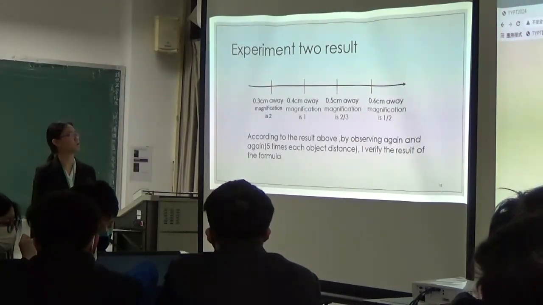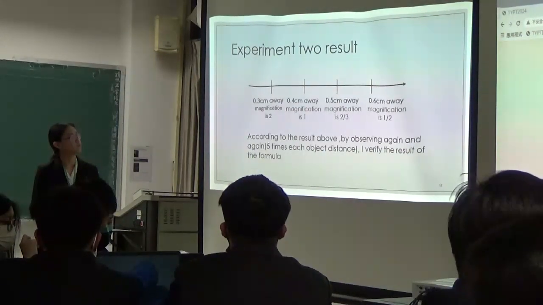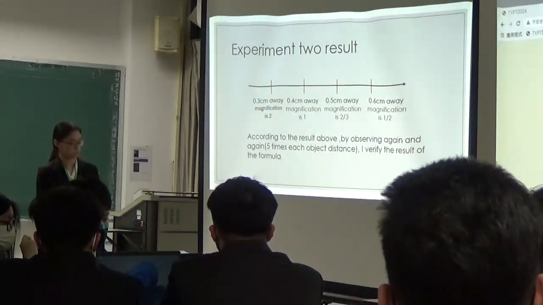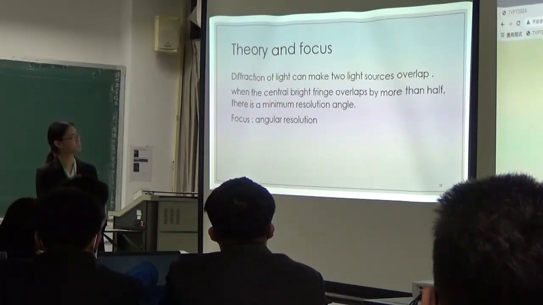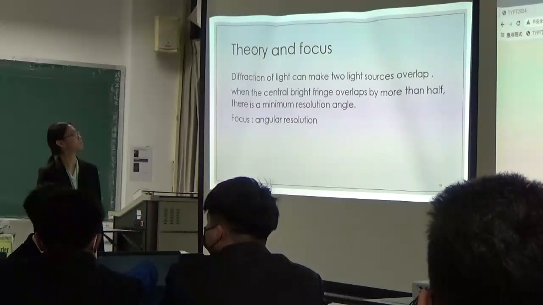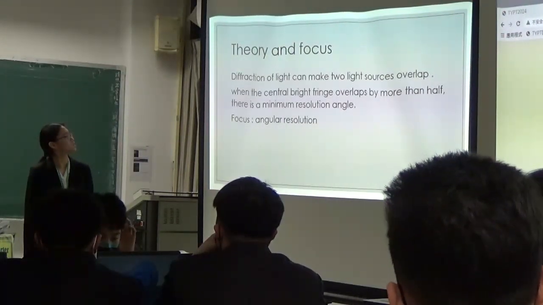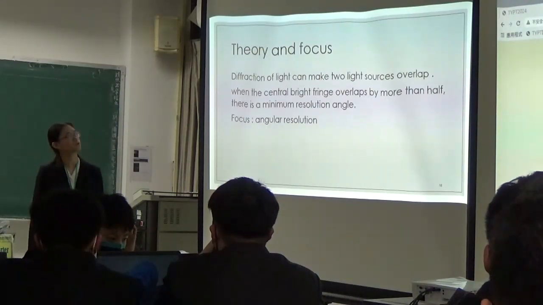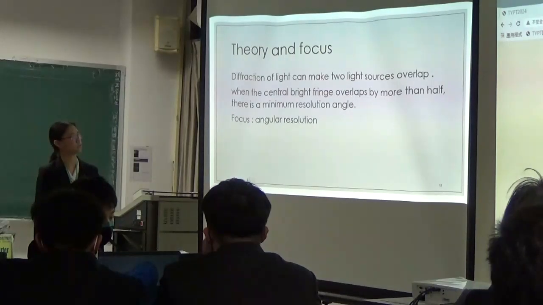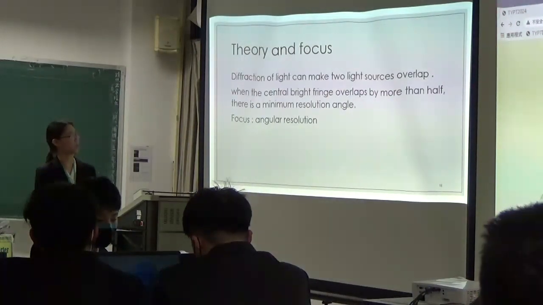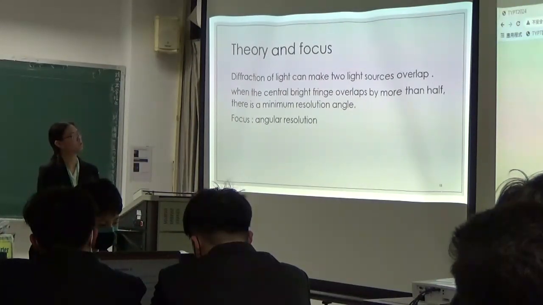According to the result above, by observing again and again, I verify the result of the formula. And I'm focused on the resolution. This is my serious focus. The diffraction of light can make two light sources overlap. When the central bright spot overlaps by more than half, there is a minimum resolution angle.